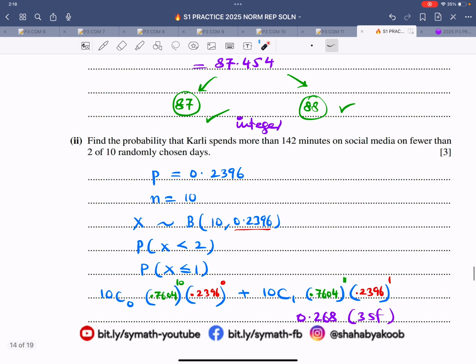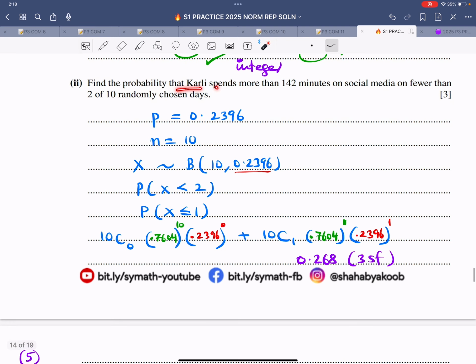Again, the same thing. Now it's asking, find the probability CAIE spends more than 142 minutes on social media on fewer than 2 of 10 randomly chosen days. Now you are taking the probability of success from the normal distribution. The number of trials is 10. X follows a binomial distribution, 10 comma this value. Probability X less than 2 is probability X less than or equal to 1. So calculate the probability of 0 and 1. Use the binomial formula, add it up, and give the answer correct to 3 SF.